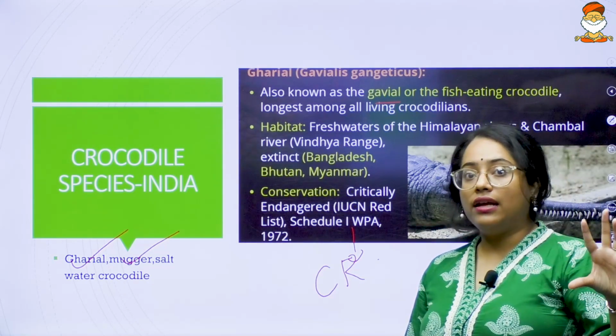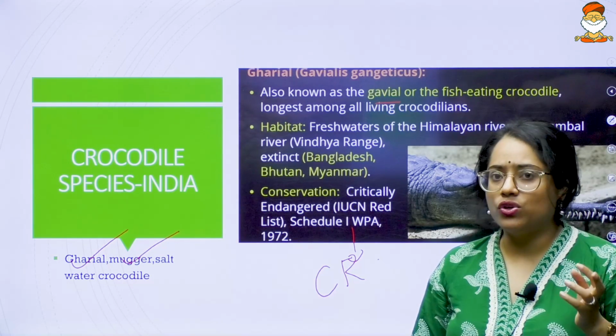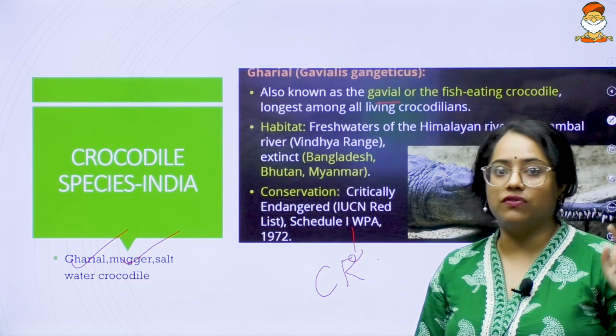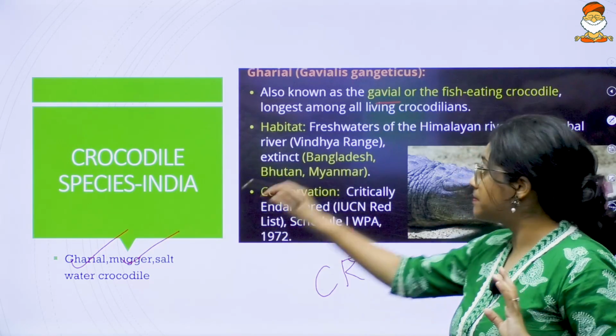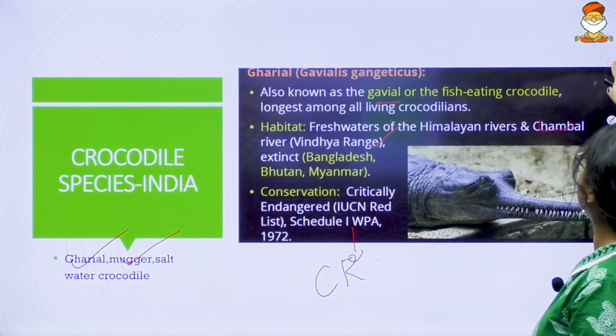So, the gharial in India is found in Himalayan freshwaters, as I have told you, even the BS river. In all of these rivers, you do see your gharial. But in the Vindhyan range, it's in your Chambal River.